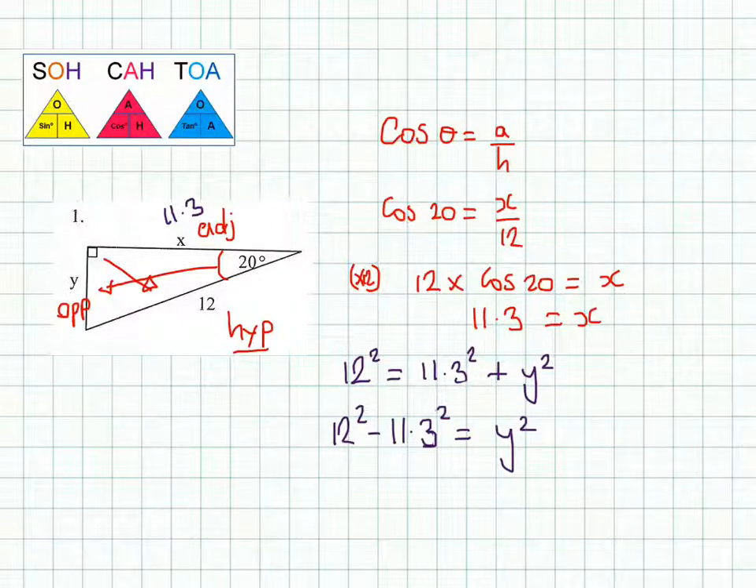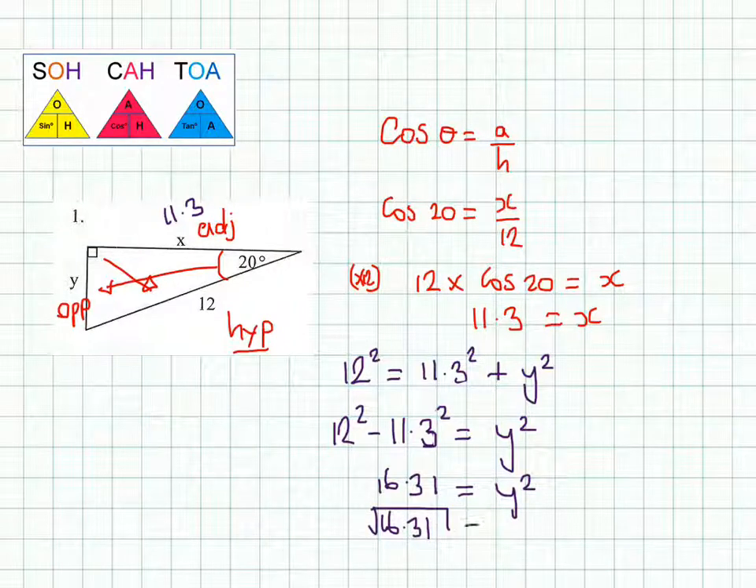Quick bit of working out in my calculator is going to give me 16.31 is equal to y squared. And remember, if I need to find what y is, I square root 16.31 to find y, and I'll just put the answer over here. And once I square root that answer, it's going to be 4.04, just to 2 decimal places. So y is equal to 4.04.